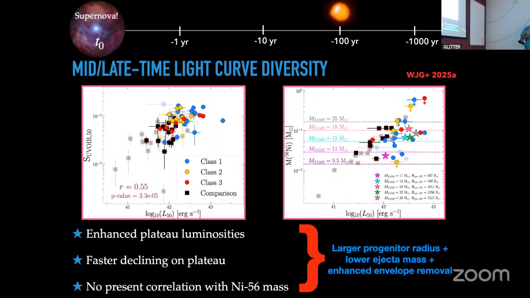But the plateau luminosity can give you an indication of the progenitor radius, as well as the ejecta mass and the explosion energy. Assuming that they're all kind of the same explosion energy, this would then imply, if they're brighter on their plateau, a larger progenitor radius and a lower ejecta mass. Breaking that down, that maybe is consistent with this picture of red supergiants that have lost a good amount of material before they explode. So their total ejected mass is lower because they've already removed a lot of their envelope.